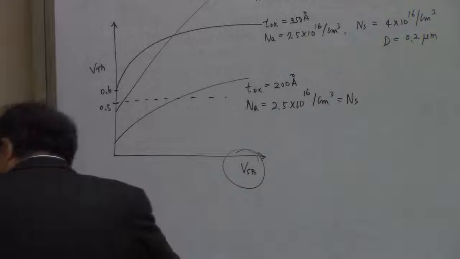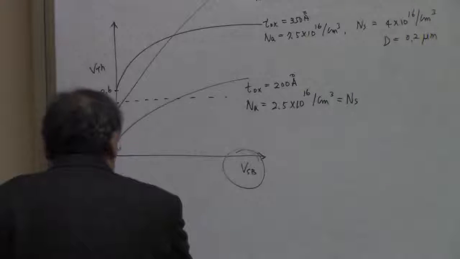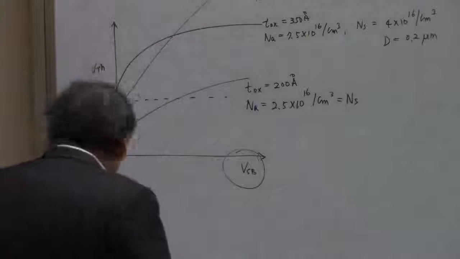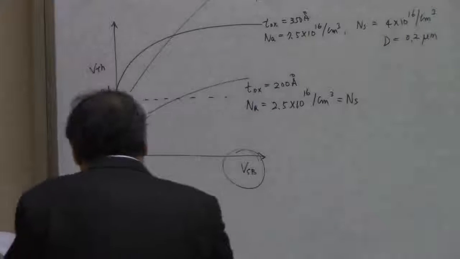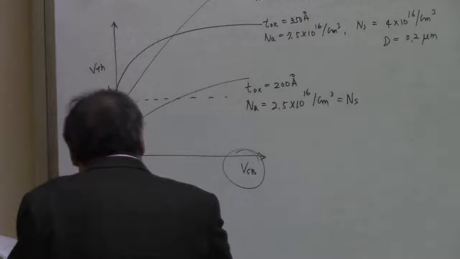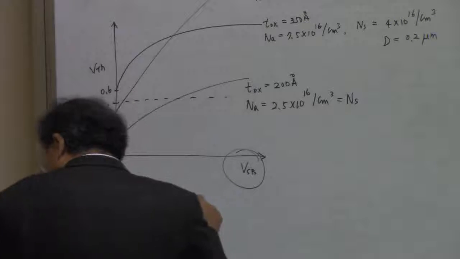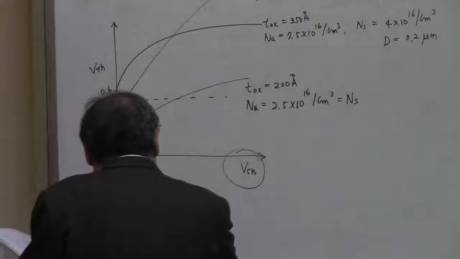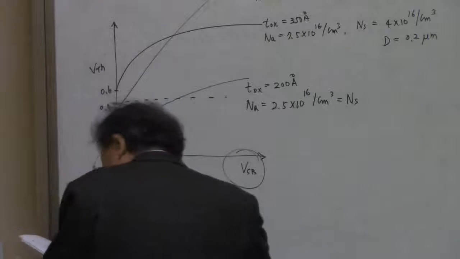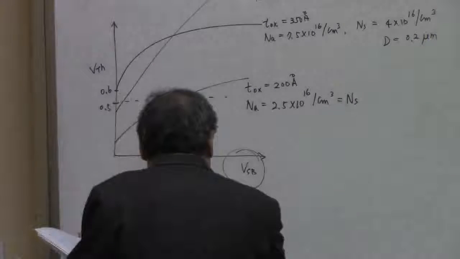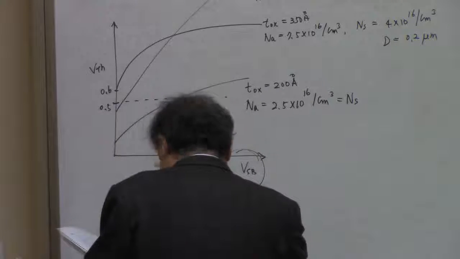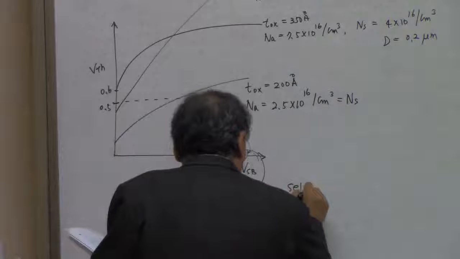Now, I just mentioned that we have to do another compromise to have a better function of the MOS device, which is the resistivity selections.